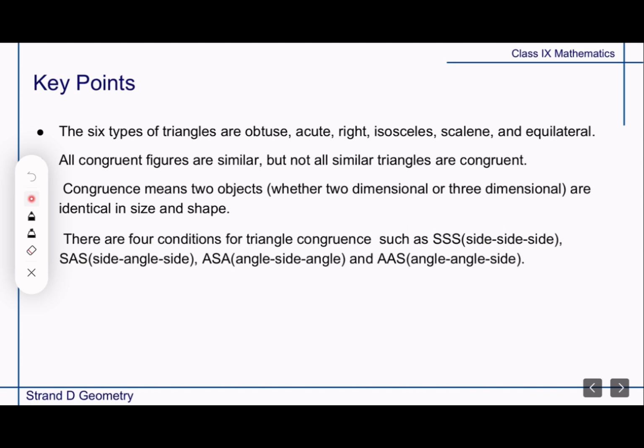And there are 4 conditions for triangles to be congruent. Number 1 is SSS, side side side, side angle side, angle side angle, and angle angle side.